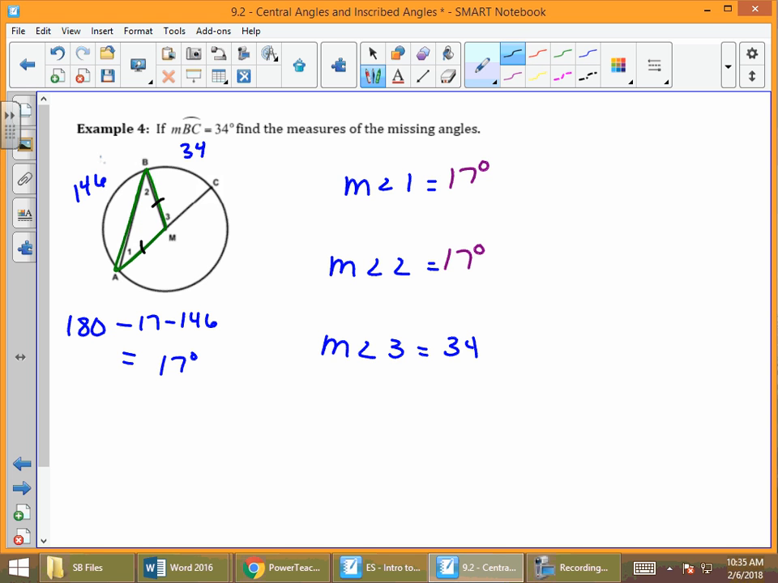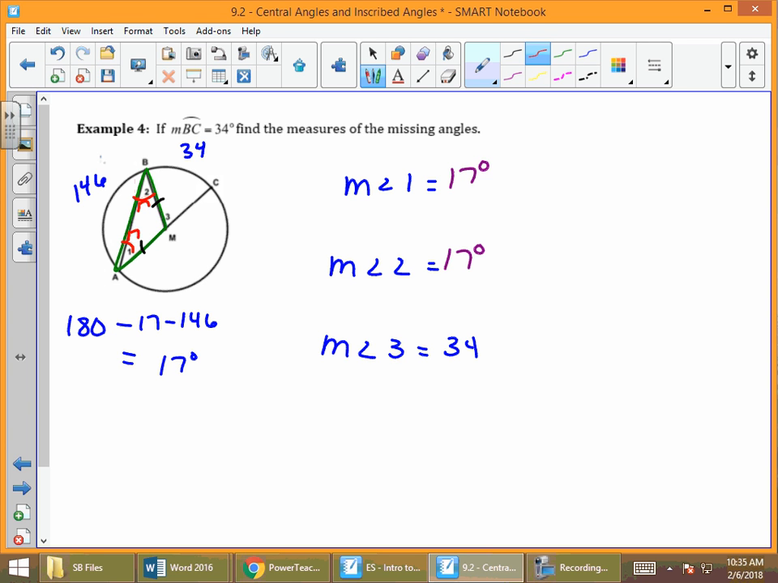Well, if we have an isosceles triangle, what do we know about these base angles? They're what? The same. Well, if we knew this was 17, we don't even need to know what this angle is. What does that angle have to be? 17. And there's another way I can show you, but I don't want to blow your minds.